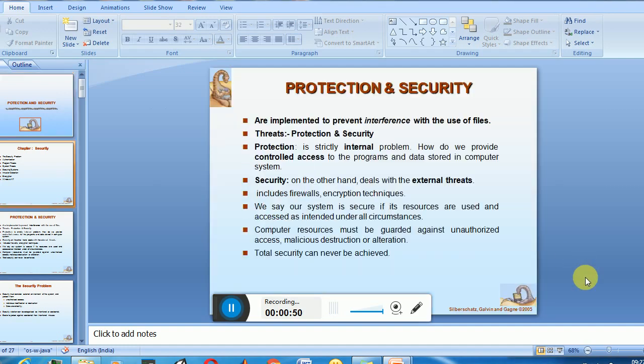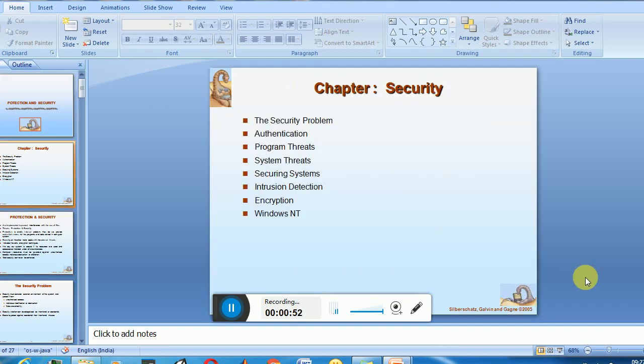So this chapter will cover all these contents: security problem, authentication, program threat, system threat, securing system, intrusion detection, encryption, and Windows NT.